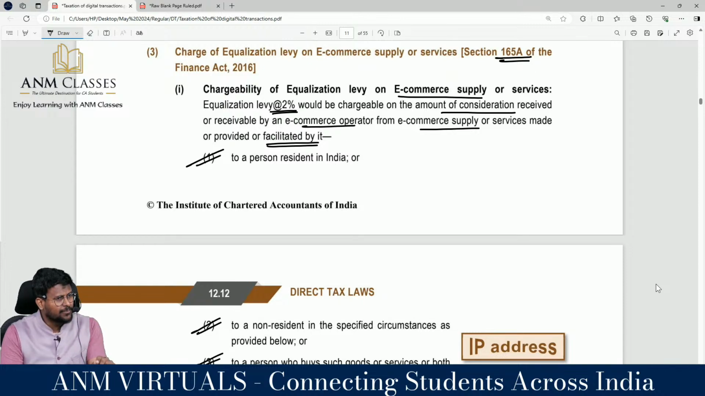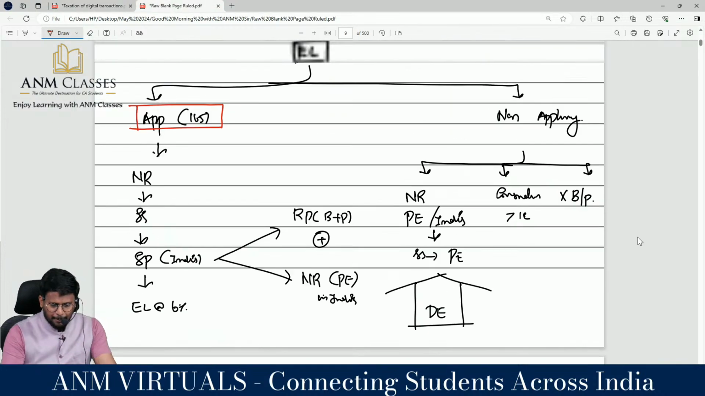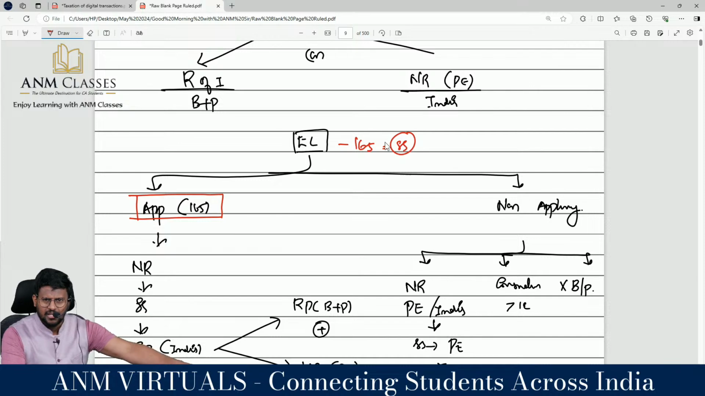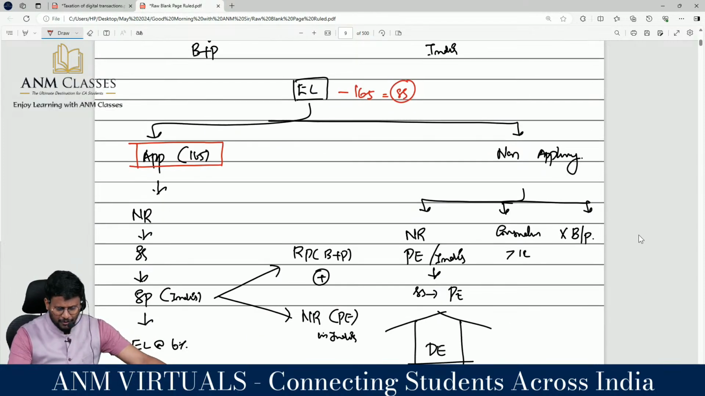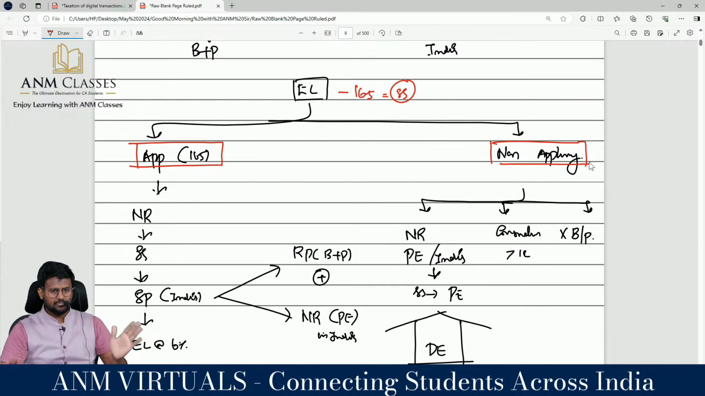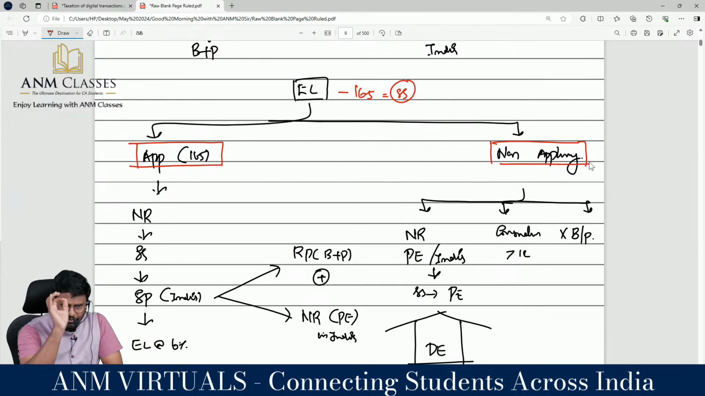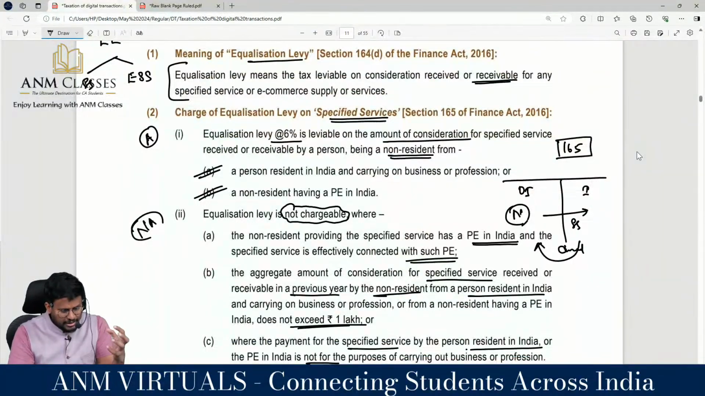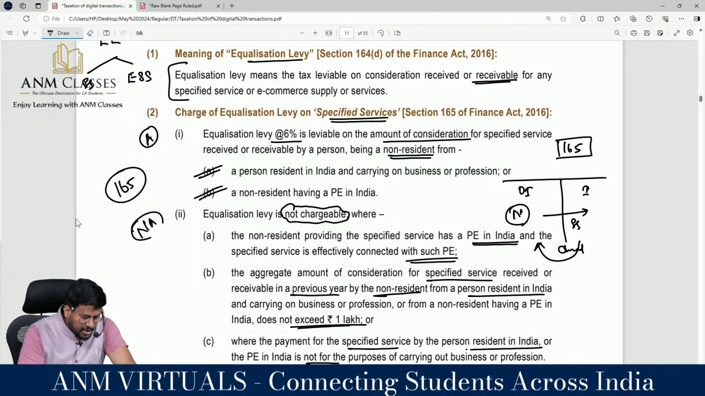165 also has applicability. 165 is applicable to specified services, which we have not yet seen, sir. 165 is classified into how many categories? Two categories. Number one, what? In order to levy the equalization levy under 165, sir, 5 conditions should be satisfied. How many conditions? Because it is 165.